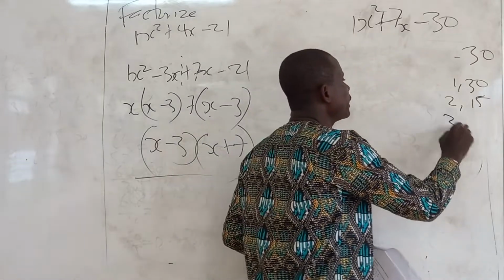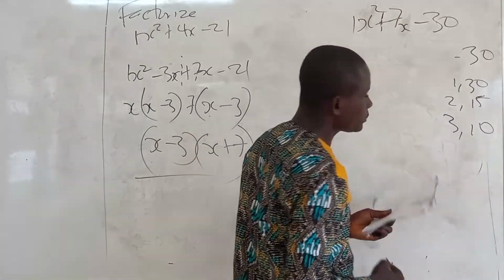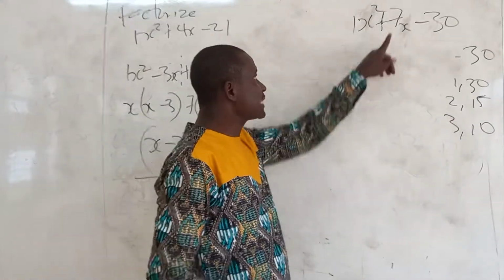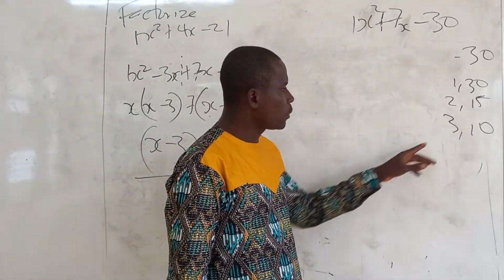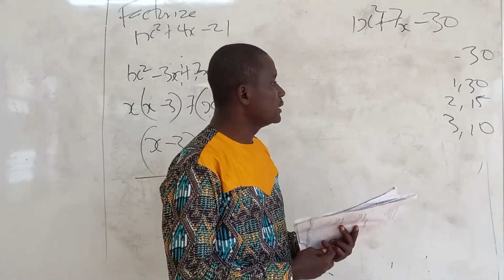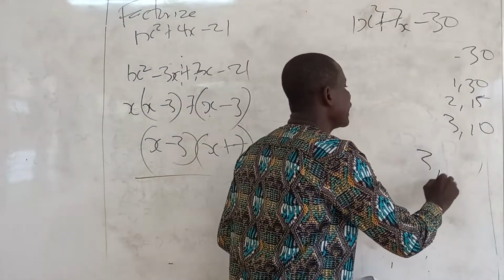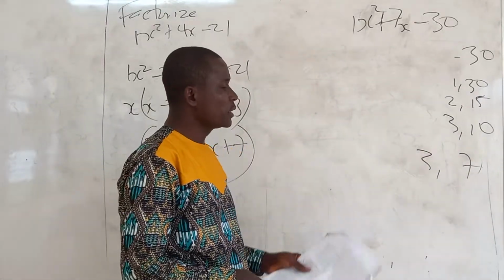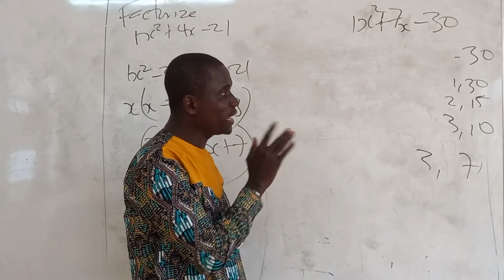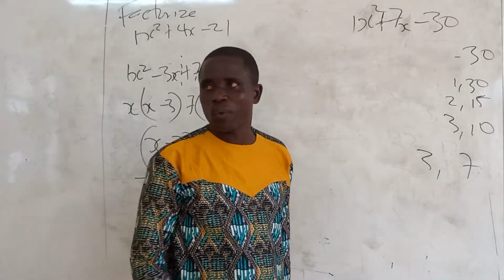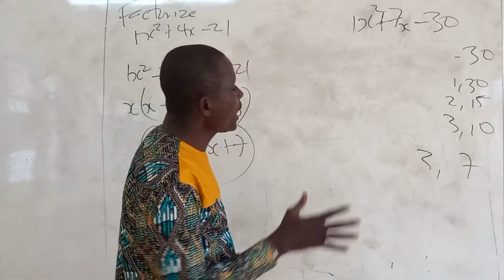What about 3 and 10? When I add 3 to 10, I get what? 13. Is that 7 here? No. What about when we subtract 3 from the 10? I get 7. It means 3 and 10 is going to solve the problem for us. Alright? Now that we suspect that 3 and 10 will work, what do you do? What are you supposed to do? We are now going to check.